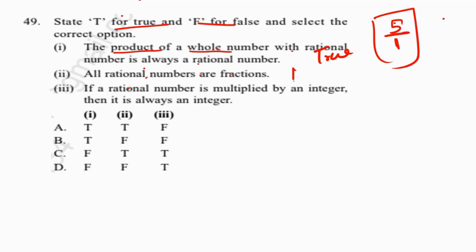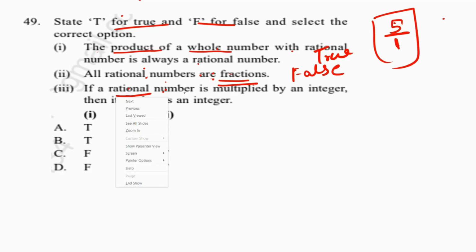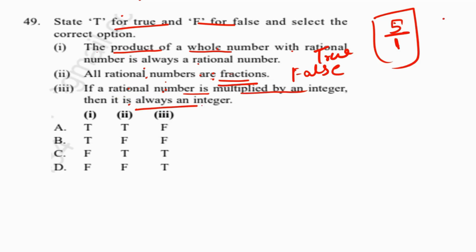Rational numbers are fractions? No, false. Rational numbers are not fractions because rational numbers cover integers, whereas fractions are only positive numbers. Hence, all fractions are rational numbers, but rational numbers are not fractions. If a rational number is multiplied by an integer, it's always an integer, not necessarily true. We can also get a rational number as the product. So this is again false. So true, false, false, option B is the answer.